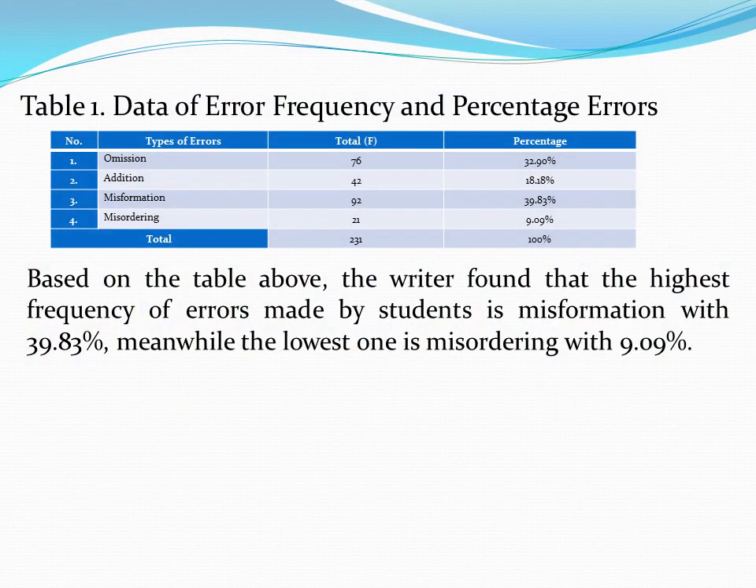This is the data of error frequency and percentage errors. Based on the table above, the writer found that the highest frequency of errors made by students is misformation with 39.83%. Meanwhile, the lowest one is misordering with 9.09%.